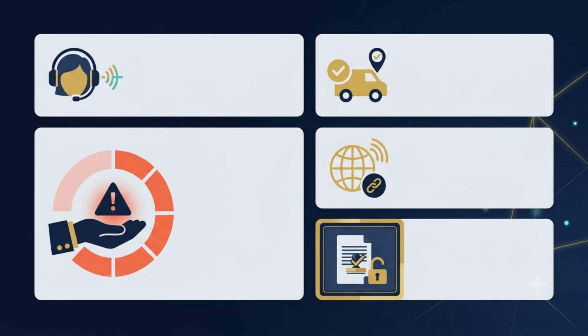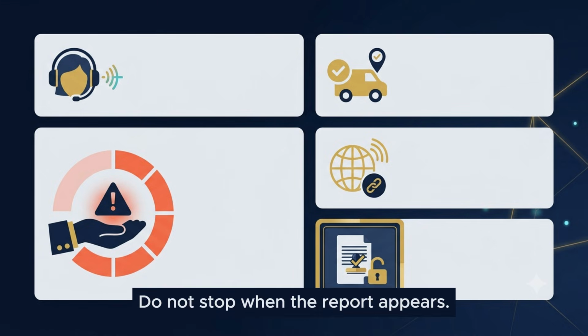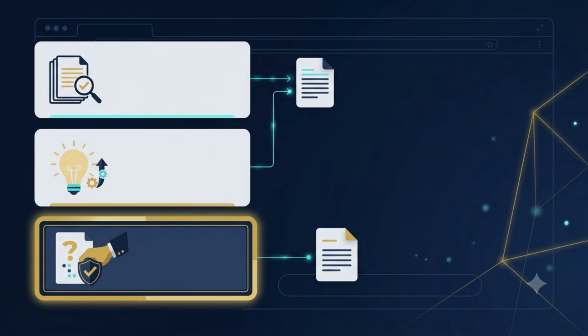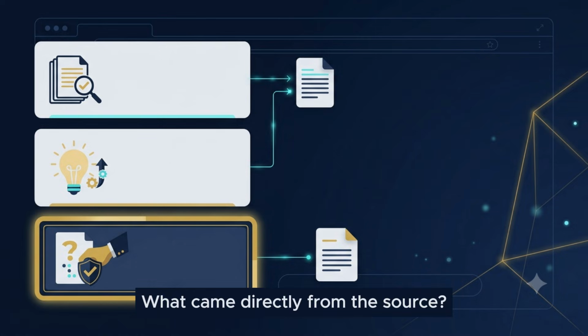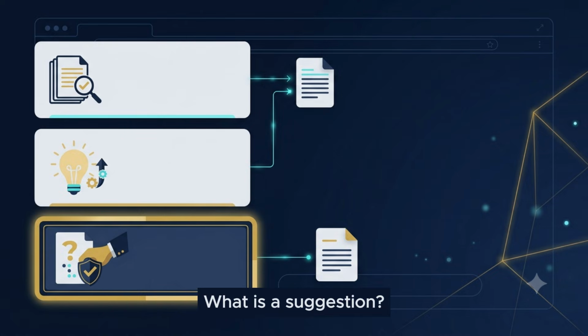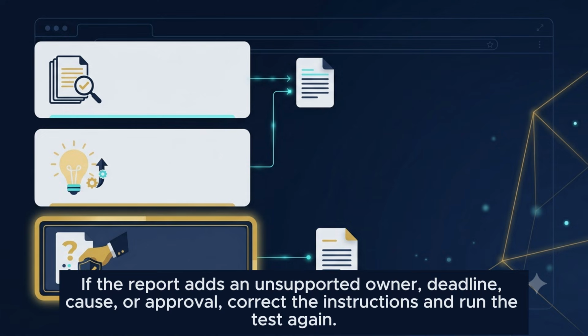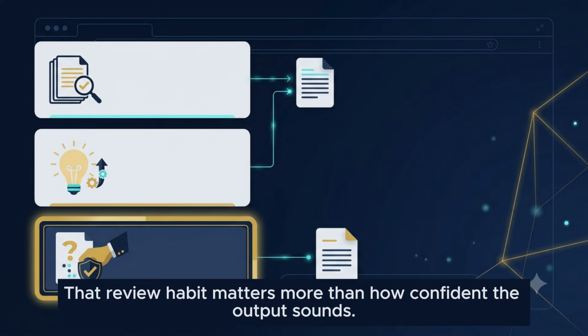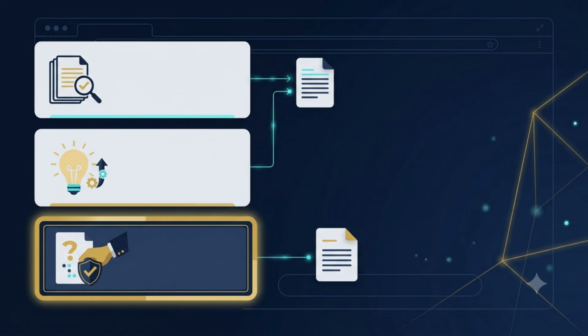Generate the report. Do not stop when the report appears. Compare it with the original updates. Ask 3 questions. What came directly from the source? What is a suggestion? And what still requires a human decision? If the report adds an unsupported owner, deadline, cause, or approval, correct the instructions and run the test again. That review habit matters more than how confident the output sounds.